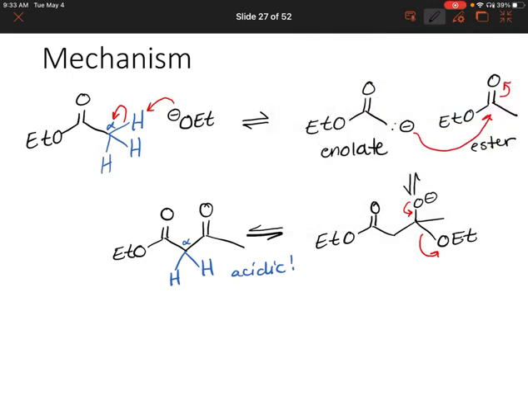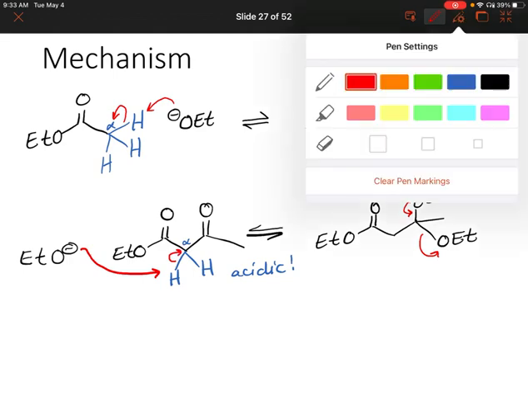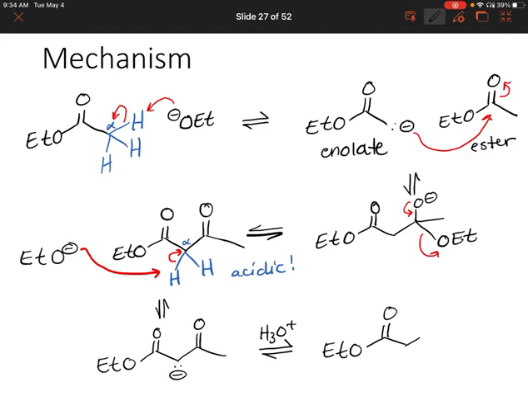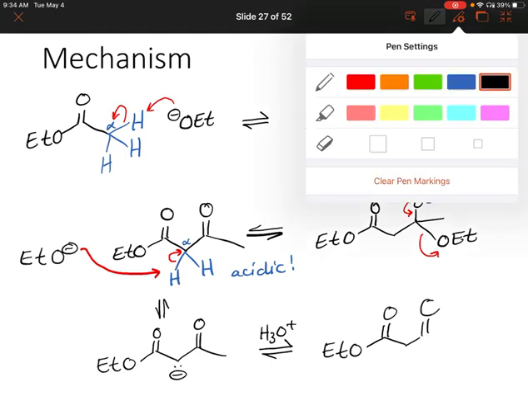So we do have our ethoxide ion hanging around from the previous step. That was our leaving group. So that can then deprotonate our beta keto ester. So then we'll have a negative charge on that alpha carbon, and that's why in our last step we have to use some acid to reprotonate the beta keto ester. Whoa, I drew a really big oxygen there.